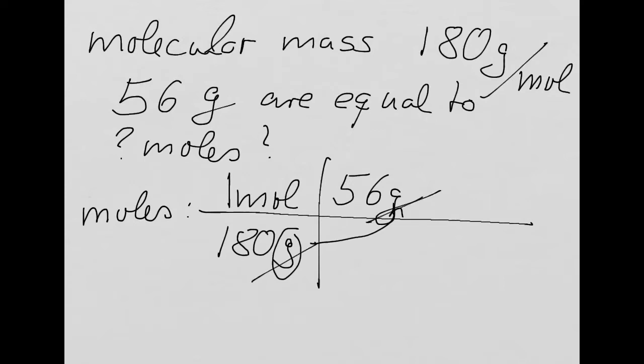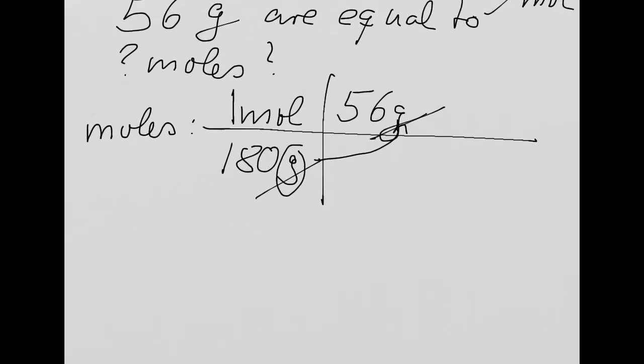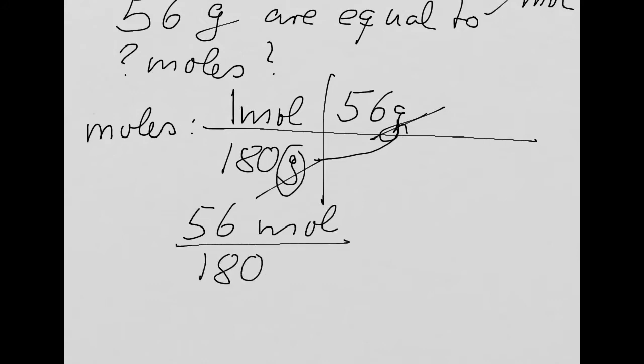And we have 56 mole divided by 180. Unit mole is still the same. That's all that's left. Couldn't be easier. All you need to do is key that in your calculator and you will get something like 0.3 something, 0.3 mole.